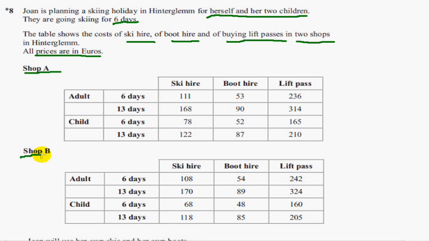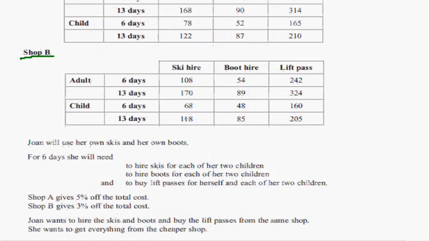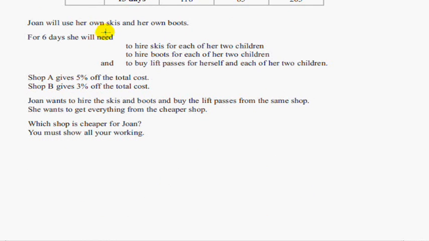So you've got shop A and shop B. You've got all the information in the table for 6 days and 13 days. And if we scroll down, Joan will use her own skis and her own boots. For 6 days she will need to hire skis for each of her 2 children, to hire boots for each of her 2 children, to buy lift passes for herself and each of her 2 children.